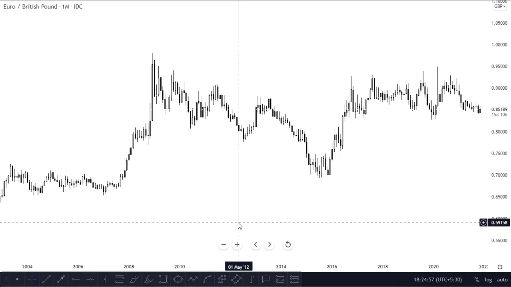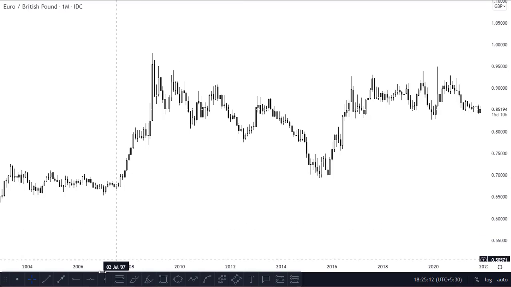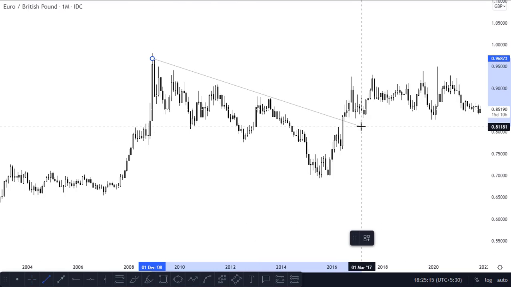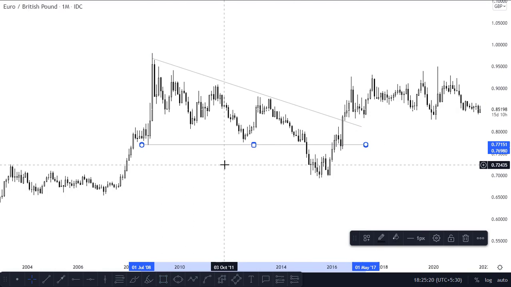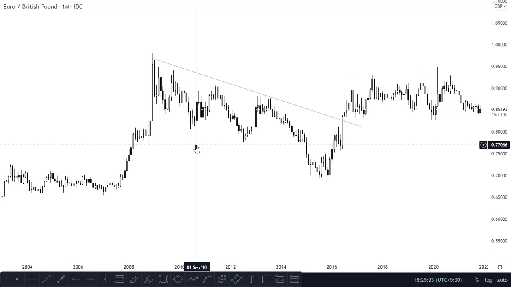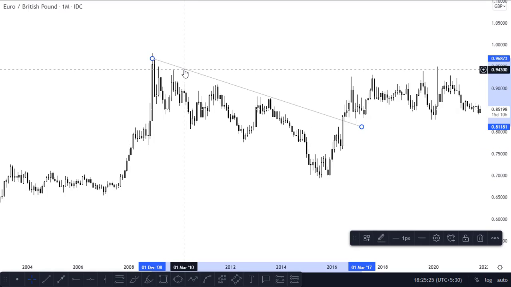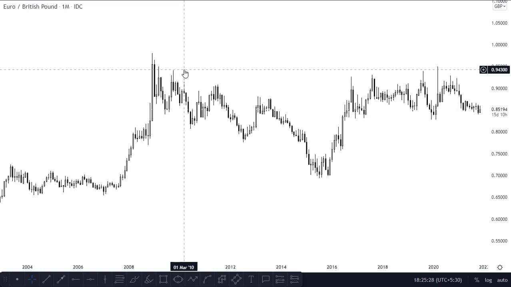Okay, this is Euro GBP, or Euro British Pound, monthly time frame on IDC broker. Always use IDC broker if you need enough data. Now, whenever you approach a chart like this, don't try to draw lines like this. Don't try to draw support and resistance like this. What you have to do first of all is to understand your pair on a higher time frame, trying to understand the overall direction and the range you are trading in.